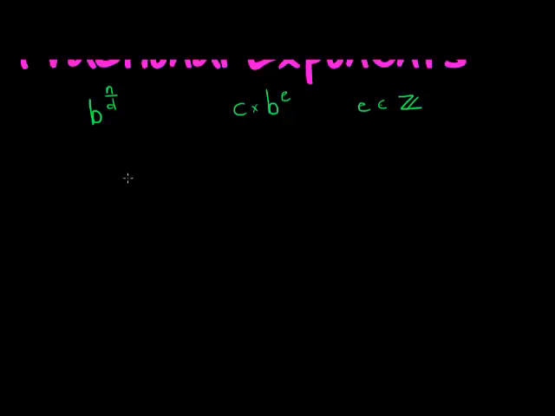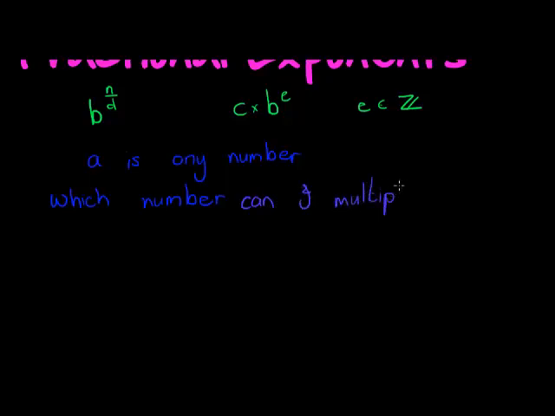Let's say a is any number. Now I have a question. Which number can I multiply by itself to get this number a?